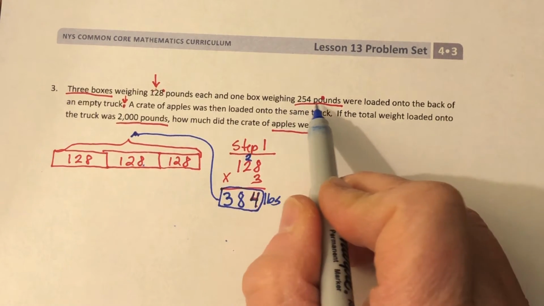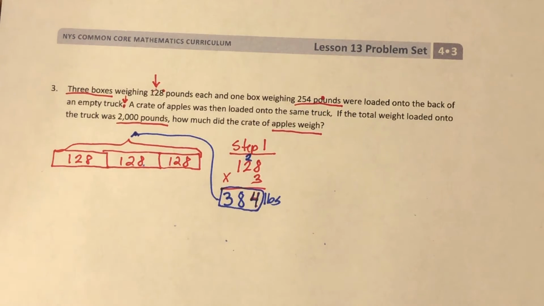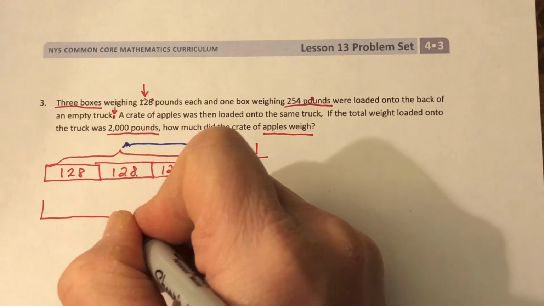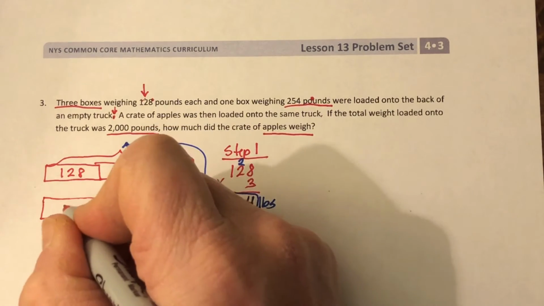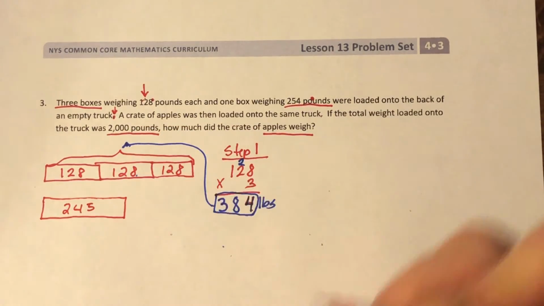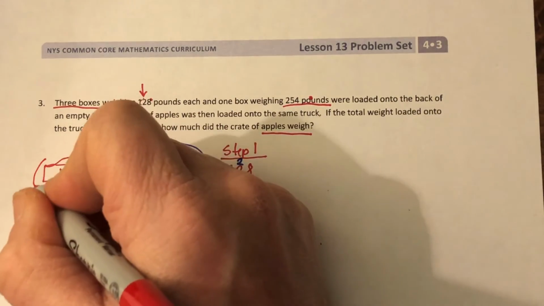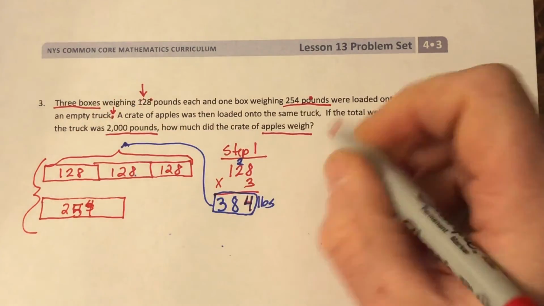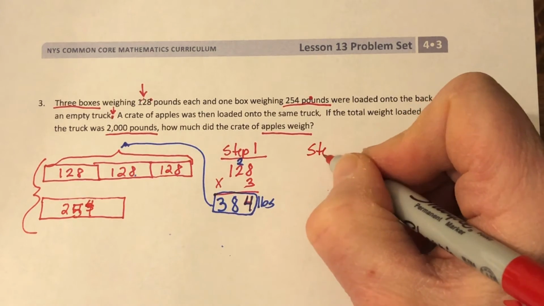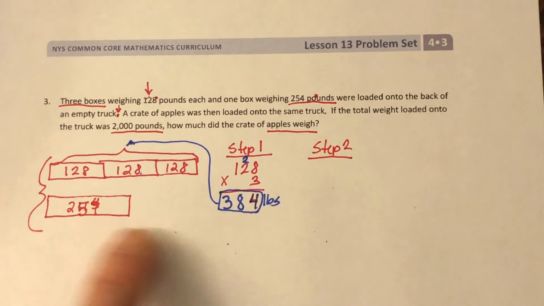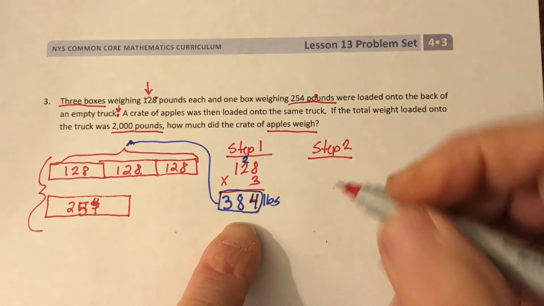Now, another box weighing 254 pounds was loaded onto that truck. So what I want to do there is add that box to this weight. So there was another box weighing 254 pounds. Oh, that says it's backwards, 54 pounds. So I'm gonna find that total right there. So I'm gonna say step 2. Step 2, there we go. I'm gonna add these two together.